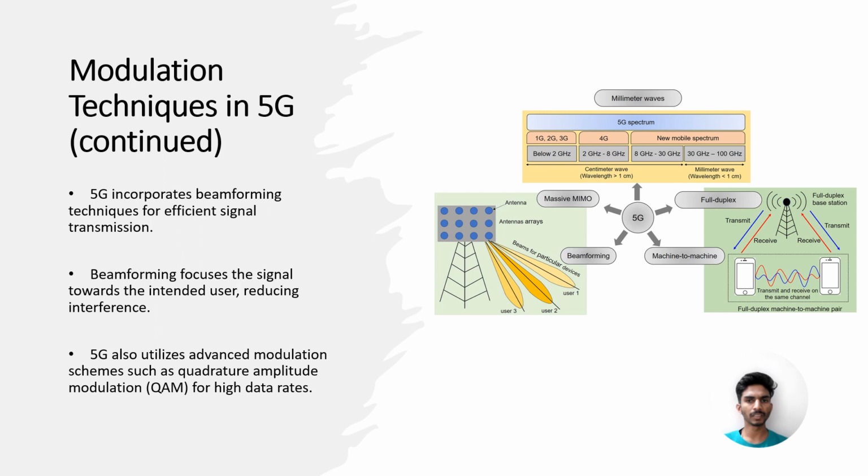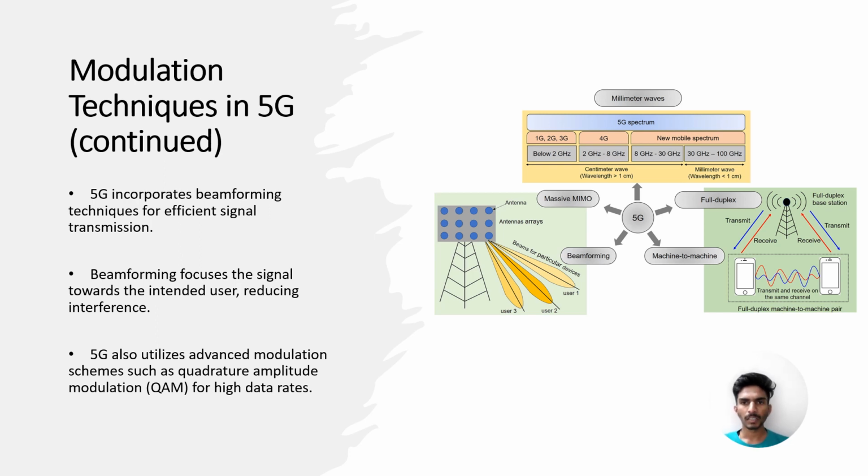Modulation technique in 5G. 5G incorporates beamforming techniques for efficient signal transmission. Beamforming directs the signal towards the intended user, reducing the interference. 5G also utilizes advanced modulation schemes such as quadrature amplitude modulation (QAM) for high data rates.